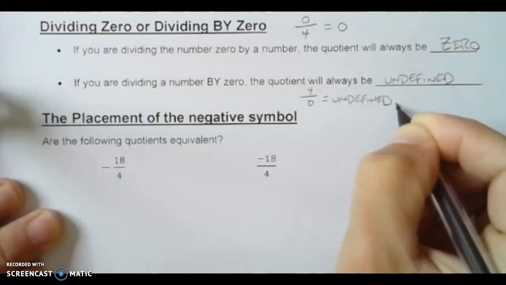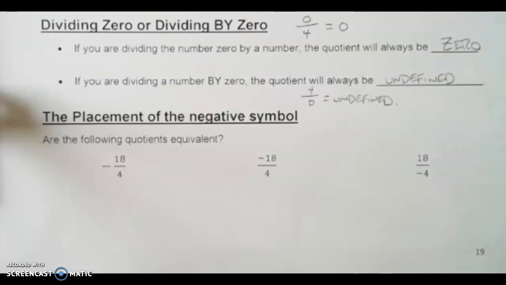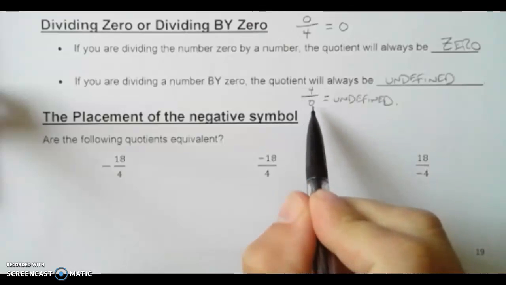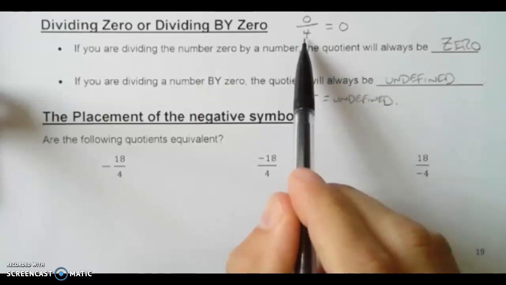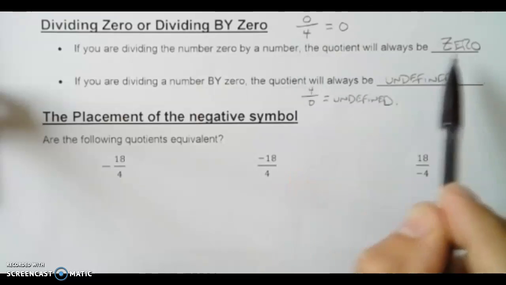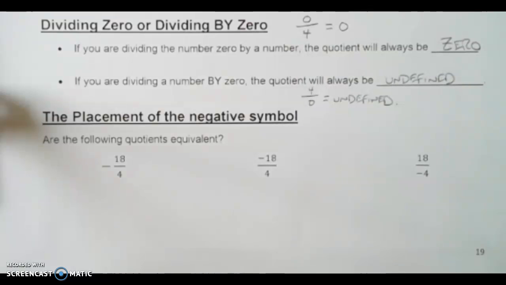Okay, and in fact, if you were to do this with a calculator, if you take any number and you divide it by 0, it might give you some sort of an error. It might say that it's undefined. It cannot be done. So you can't take something and divide it into nothing. That would be undefined. But if you take 0 and divide it by a number, then you will always get a quotient of 0.